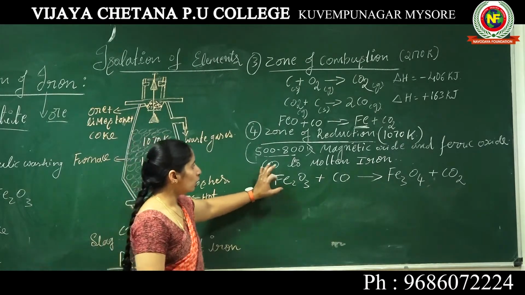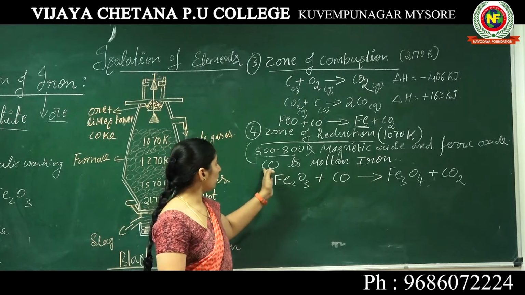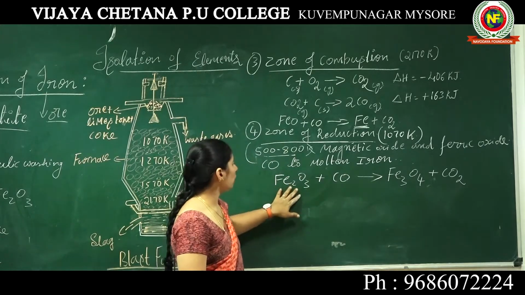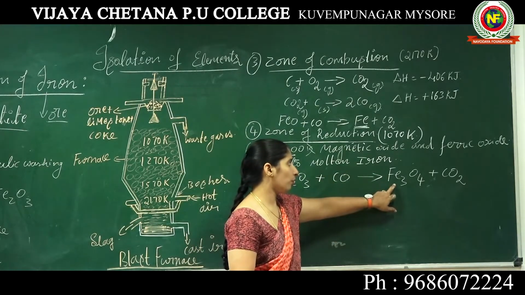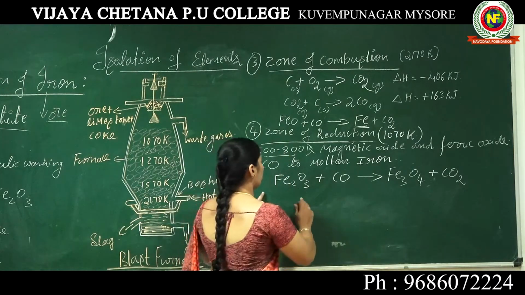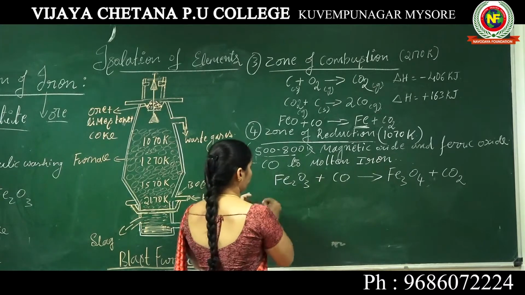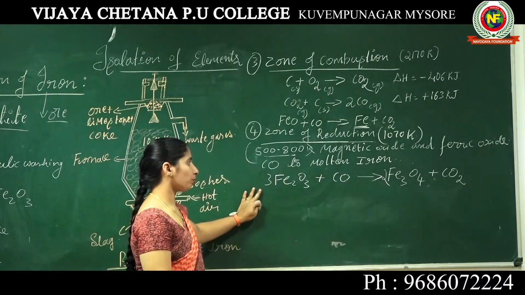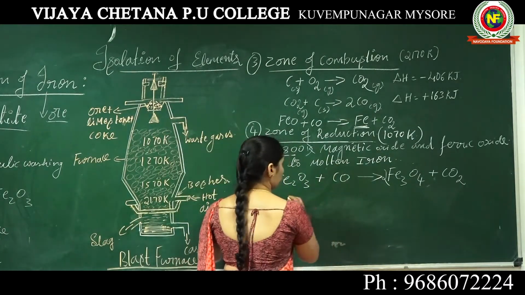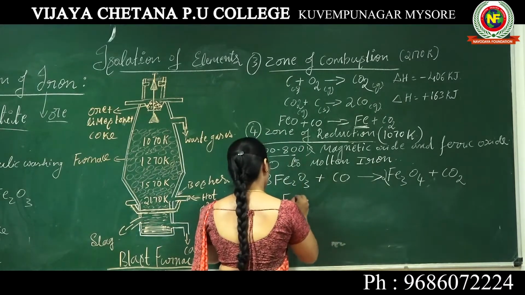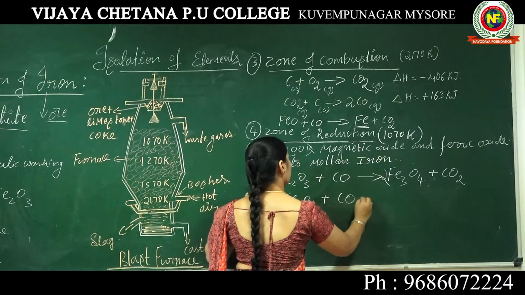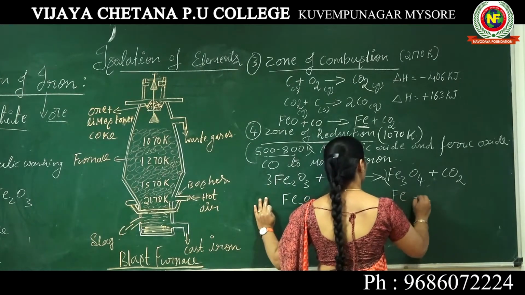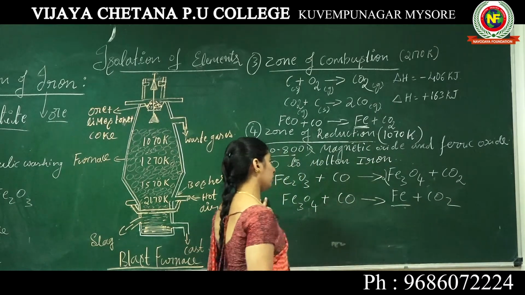See here what happened. Any magnetic oxide or ferric oxide that is there will get reduced with carbon monoxide. This ferric oxide will be reduced by carbon monoxide to form ferrous oxide, Fe3O4. Next, this Fe3O4 again is reduced with carbon monoxide to form molten iron.